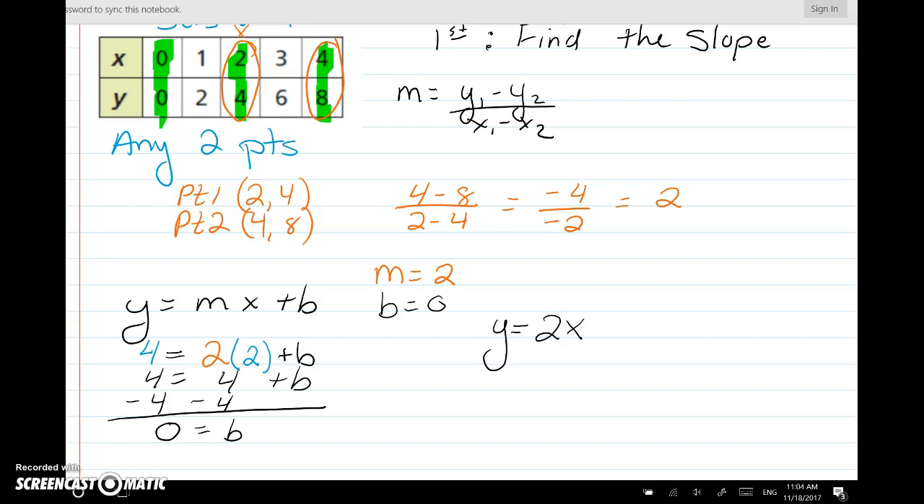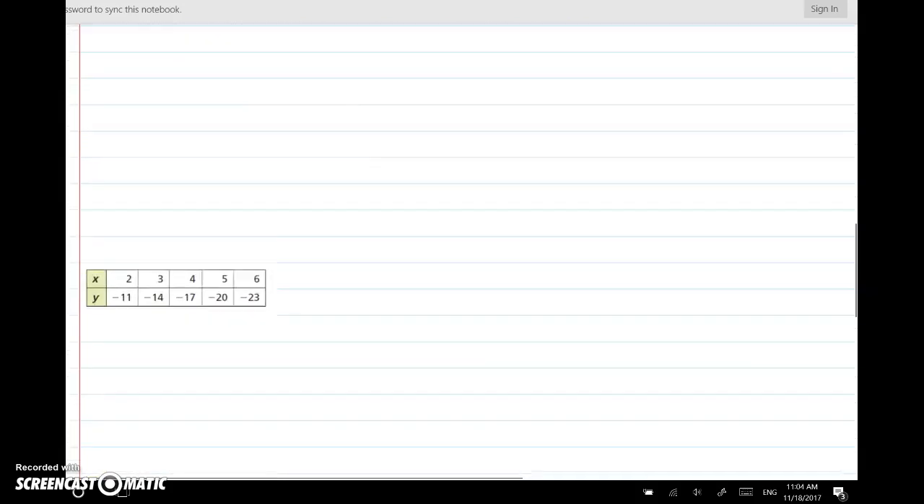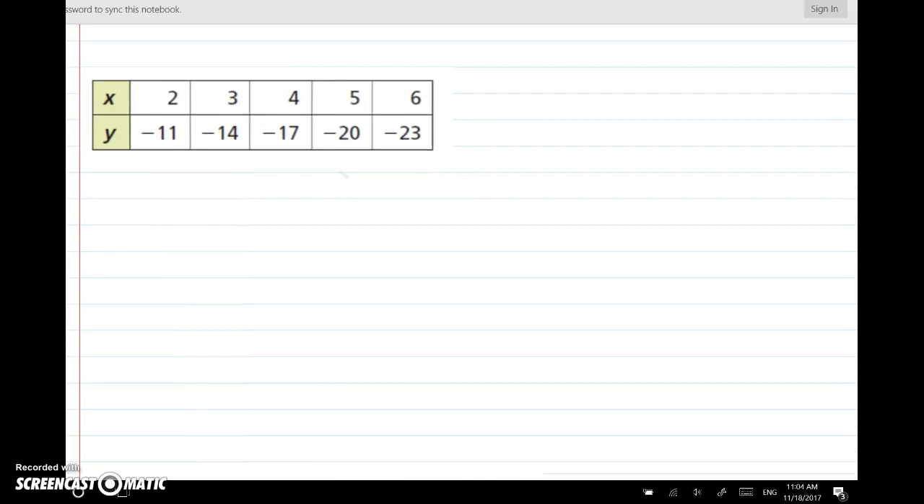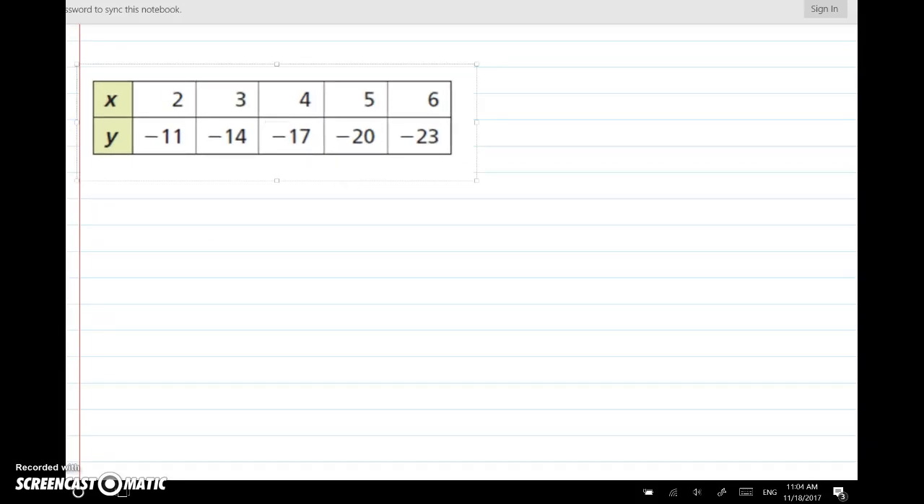Now, I know you're probably like, wait, I don't get it. You can re-watch this part. Go for it. I'm going to move on to another problem now. Okay, here's another chart. Okay, remember, step 1, find the slope.